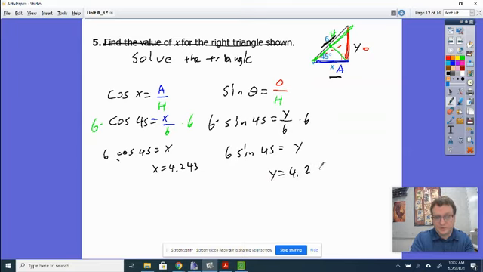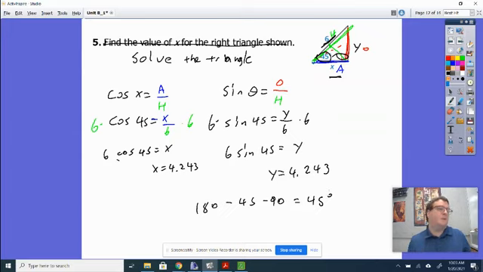So 4.243. Okay. And then for that last angle, again, we're just going to do 180 minus 45 that we know, minus 90 that we know, 45 here, 90 here, to get that last angle of 45 degrees. Okay, so that's it.